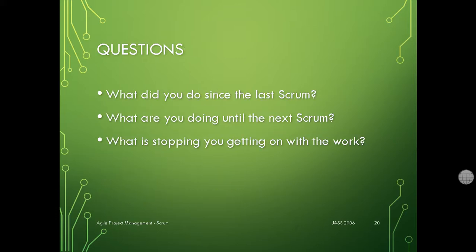Let's see the next slide. What did you do since the last Scrum? What they mean by Scrum is what you have done yesterday. And the next question is, what are you going to do until the next Scrum? What they mean is the Scrum meeting. What you're going to do until tomorrow. Okay?